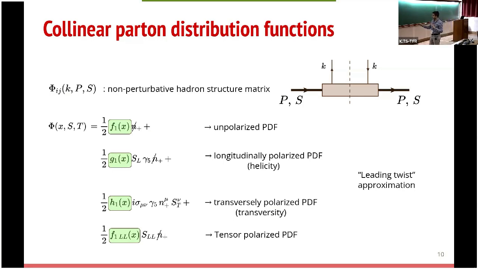So this is the leading twist approximation. We're going to see later what it means. But if you relax this approximation, more functions will appear. In the simplest case, you have the leading twist in the collinear picture, and you have 3 functions for a proton, for a spin 1/2 target, and an additional function if you are considering a deuteron. So this is the simplest picture possible. If you have questions, please interrupt.